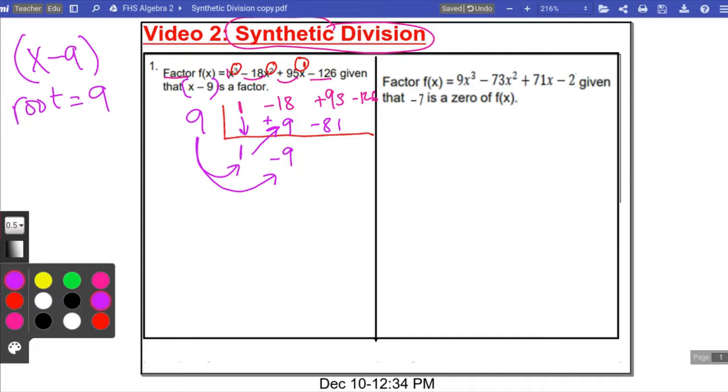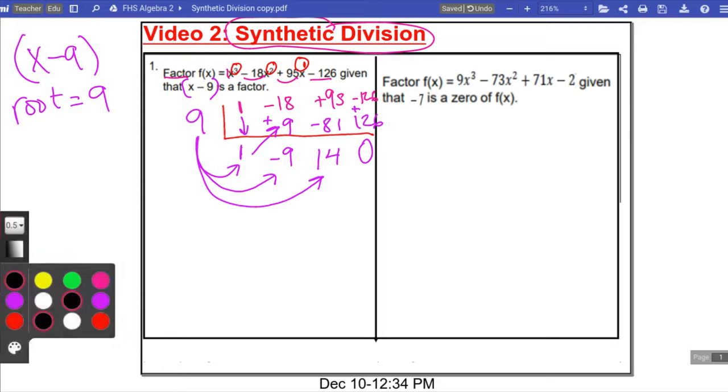I'm using my calculator here. So let's see here. What is 95 minus 81? You should have 14. Duh, you don't need a calculator for that. 9 times 14. What does that give you? 126. And then when you add these two, you get 0.